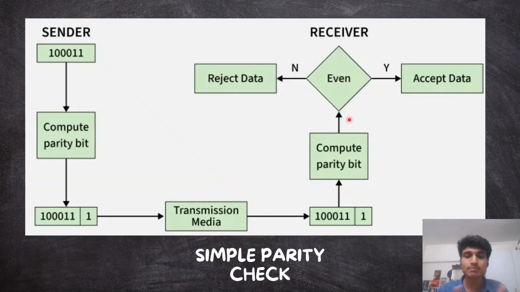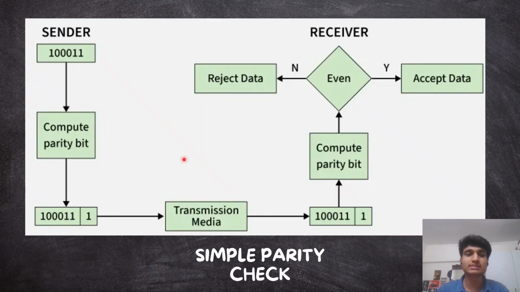So let's start with a simple parity check. In this image, on the left, you can see the sender has a binary data sequence like 1000011. Now the sender computes a parity bit. Let's assume we are using even parity. That means the total number of ones in the message, including the parity bit, should be even. Here the number of ones is 3, which is odd. So the sender adds a parity bit of 1 to make it even, which will be 4. So the transmitted data becomes 10000111.